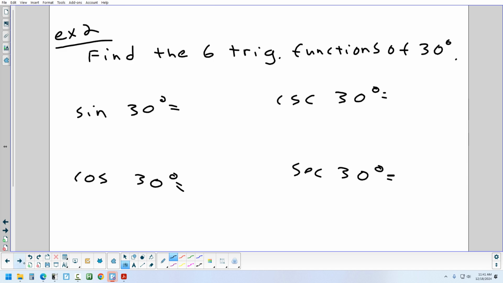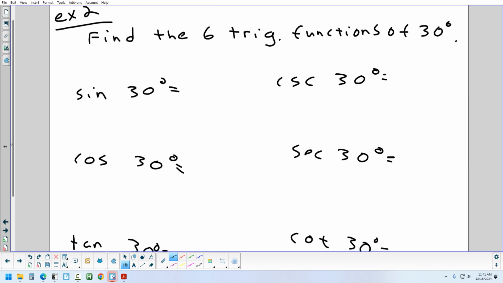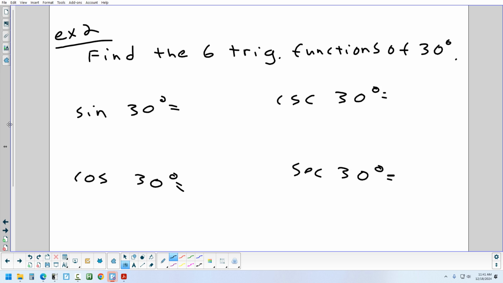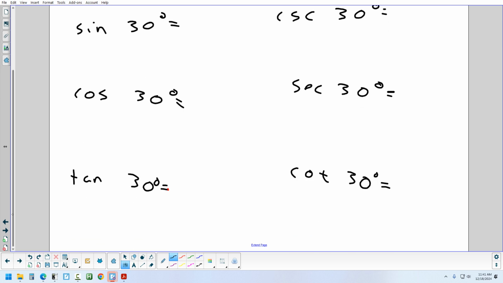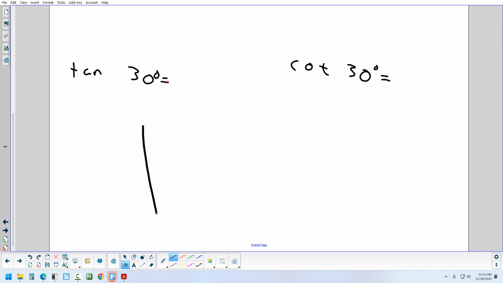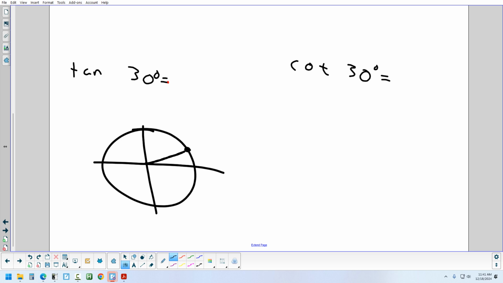Okay, let's try the 30. With the 30, you've got to be careful because there's 2 numbers and they're different. One is root 3 over 2, one is a half. Think of your picture. 30 degrees would look something like that. Which side is the long side? Is it the horizontal or the vertical? Right, with the 30, the horizontal is the longer side.